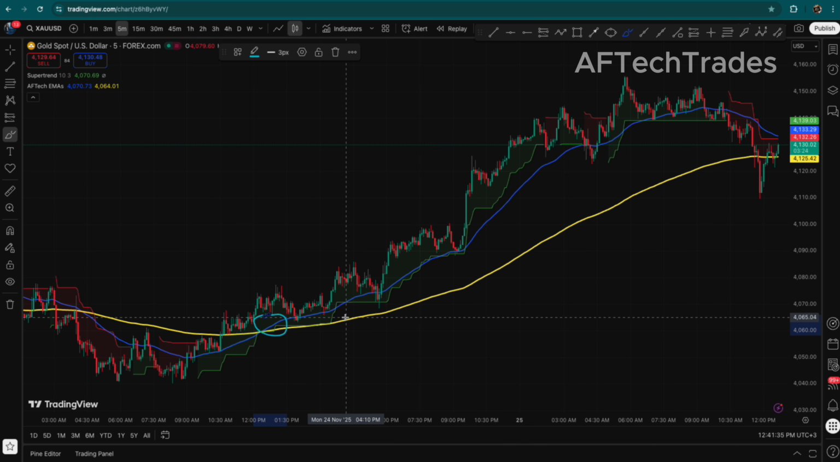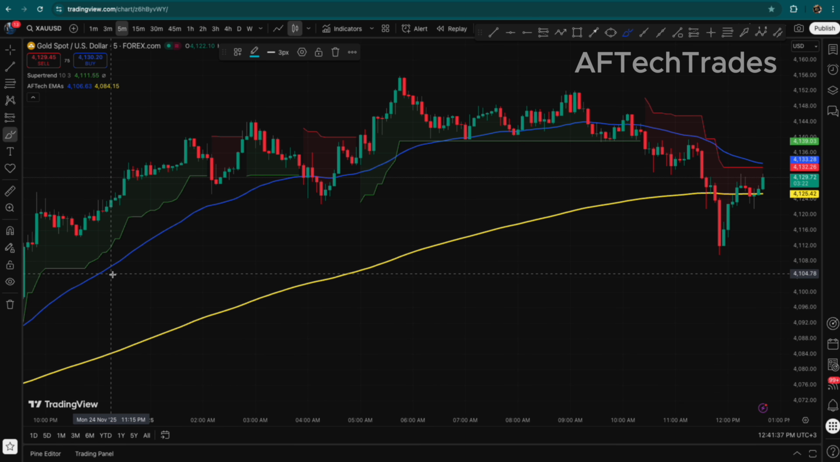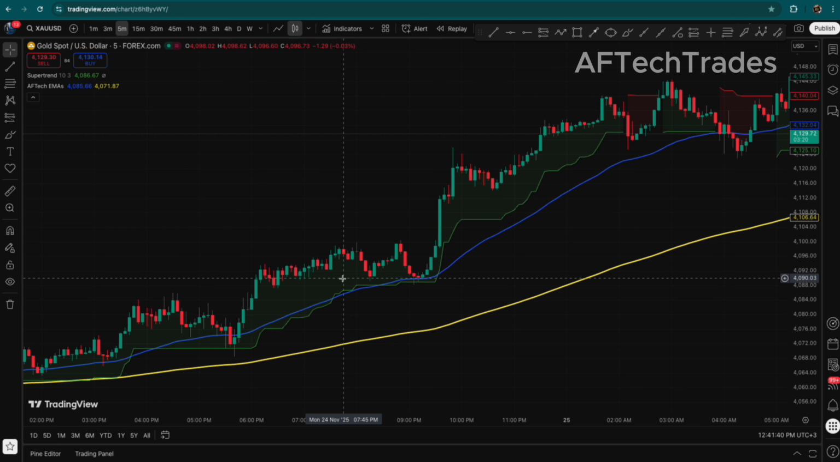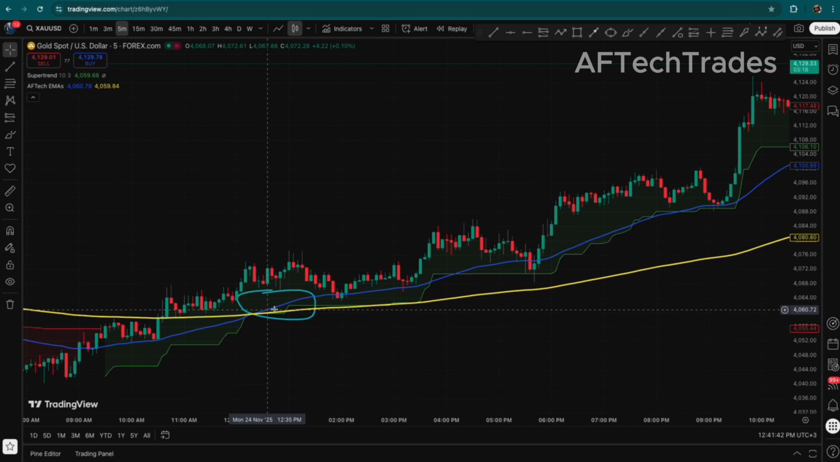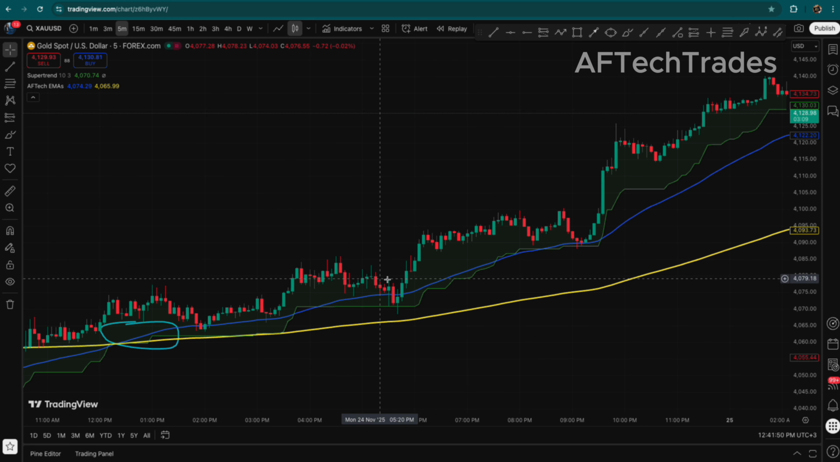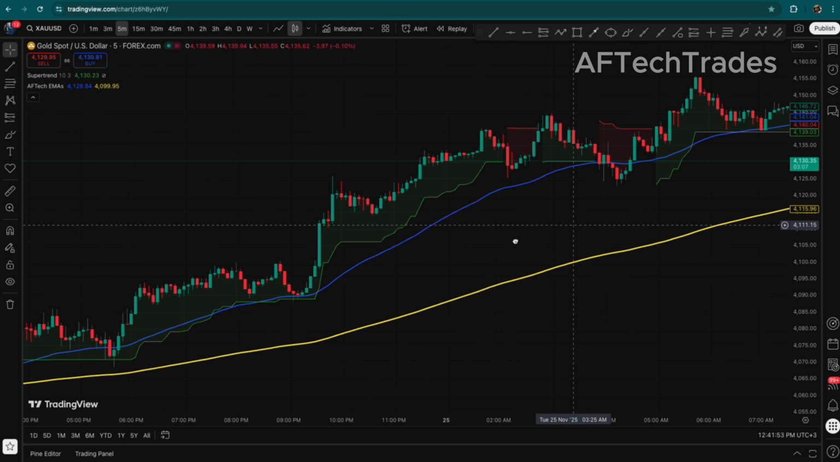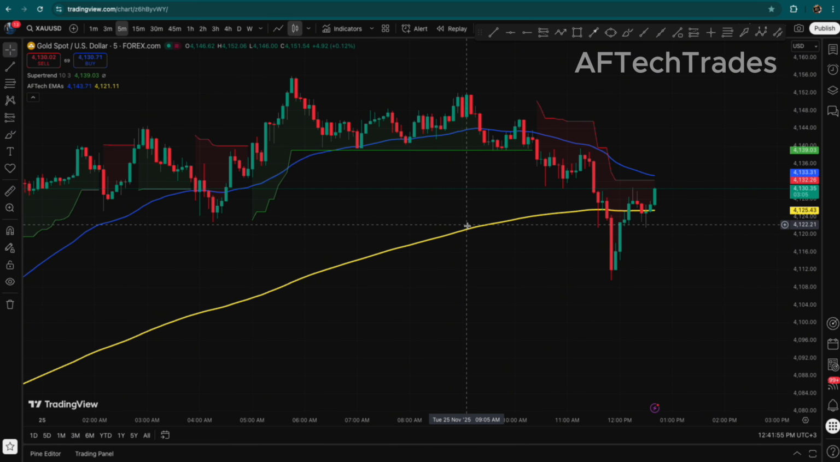Then let me zoom out for you to see very well. So you can see the crossover happened here, and the 50 EMA is above the 200 EMA. And what happened here? You can see how this market plays out.